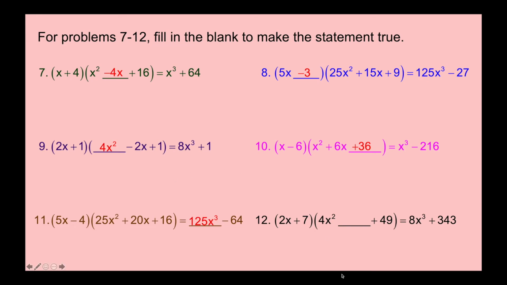And then for number 12, again with the signs, this is the same, both positive. The next one's opposite. So I know my answer is going to be negative. And then from here, this middle term comes from the product of these two. So I have to do 2x times 7, giving me negative 14x in this position.